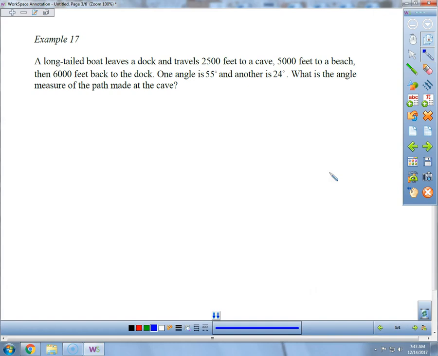Now let's take a look at a situation here where we have some information. We're going to have to piece together the rest of the information. A long-tail boat leaves a dock. Long-tail boat. Are you guys familiar with long-tail boats? I thought maybe a couple of you would be, but figured most of you wouldn't.